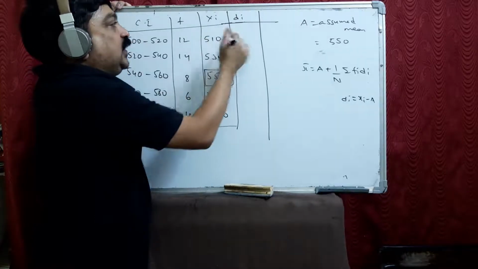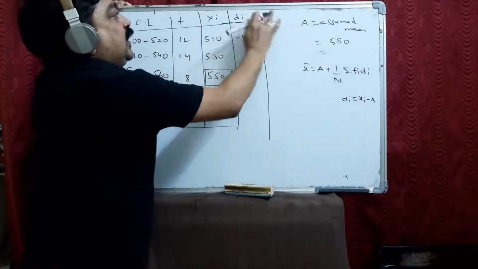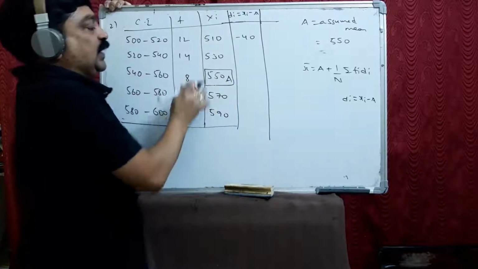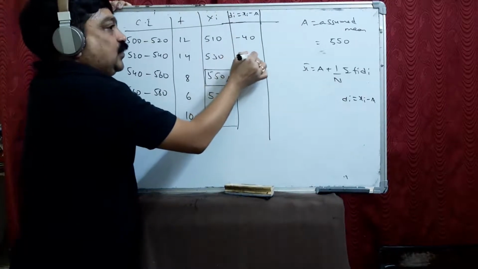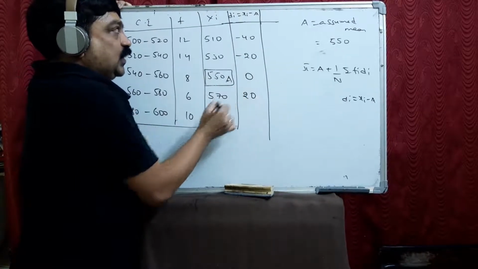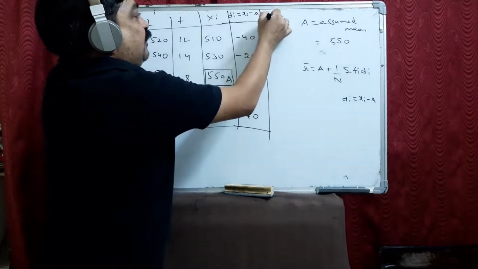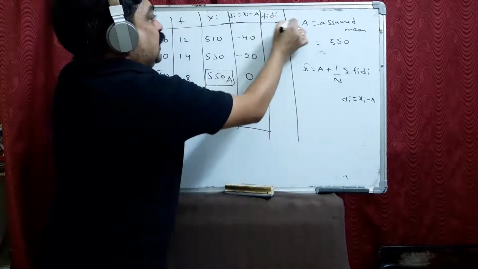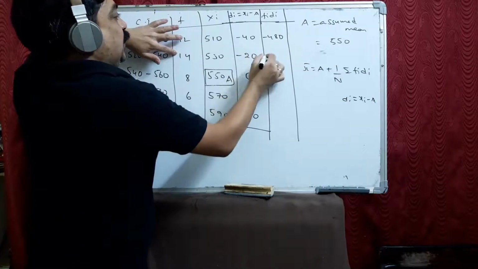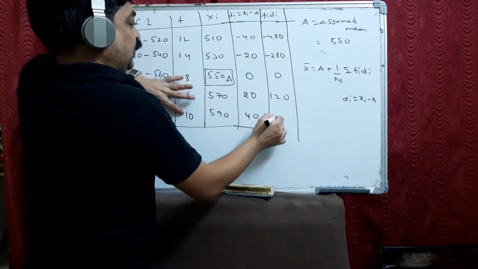510 minus 550. It becomes minus 40. 530, see, xi minus A, we write here also: di is equal to xi minus A. Okay. 530 minus 550 is minus 20. 550 minus 550 is 0. 570 minus 550 is 20. 590 minus 550 is 40. Now go with Fi di. That means multiply these two. Minus 480, minus 280, 0, 120, 10 into 40 is 400.